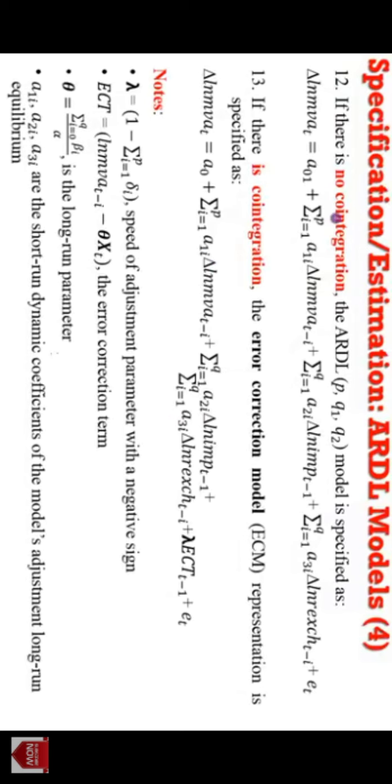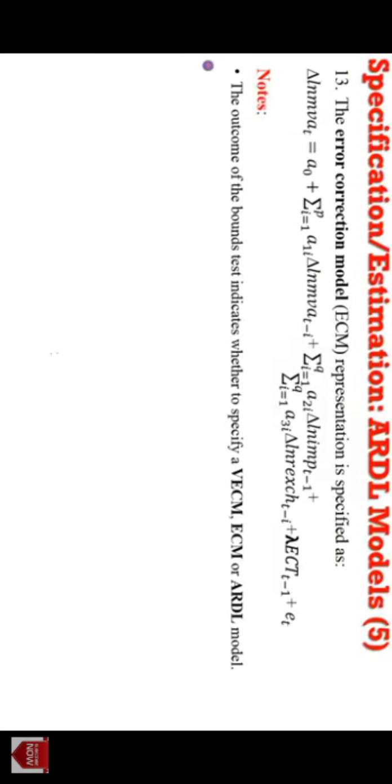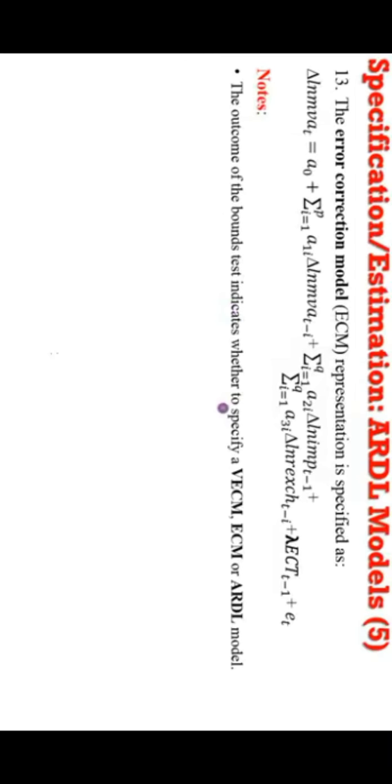This is when there is no cointegration. This is the short run model under number 12, and under number 13 is if there is cointegration and you are specifying an error correction model or a vector error correction model if there is cointegration across all the 3 equations being specified. I will conclude by saying that the outcome of the bounds test will tell you whether you are going to use a VECM, an ECM, or an ARDL model.